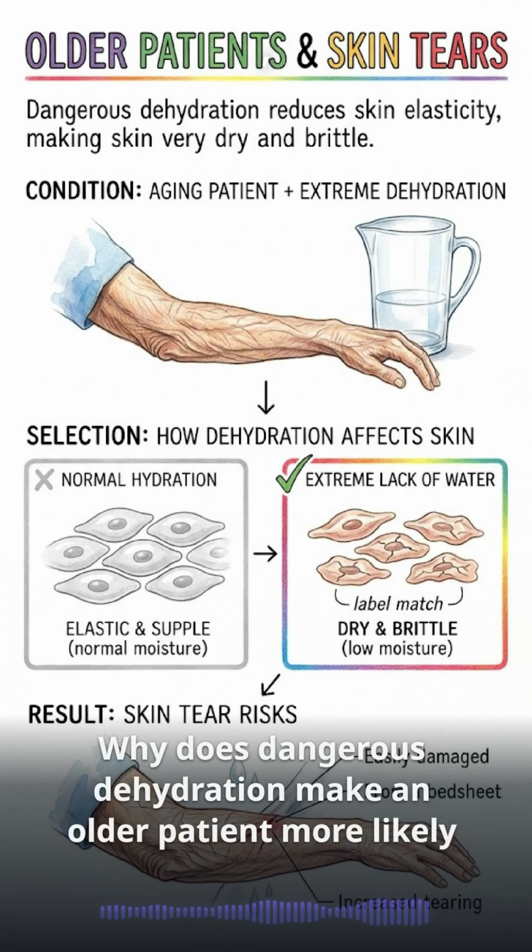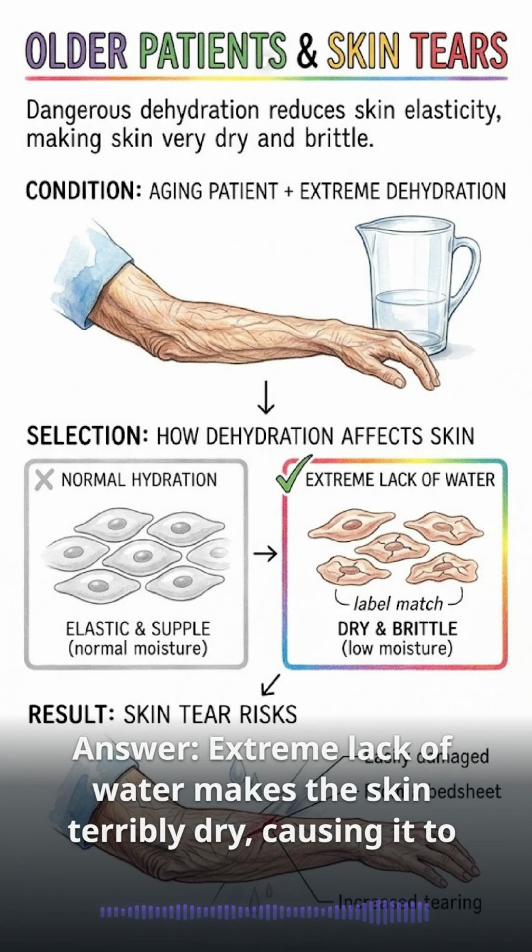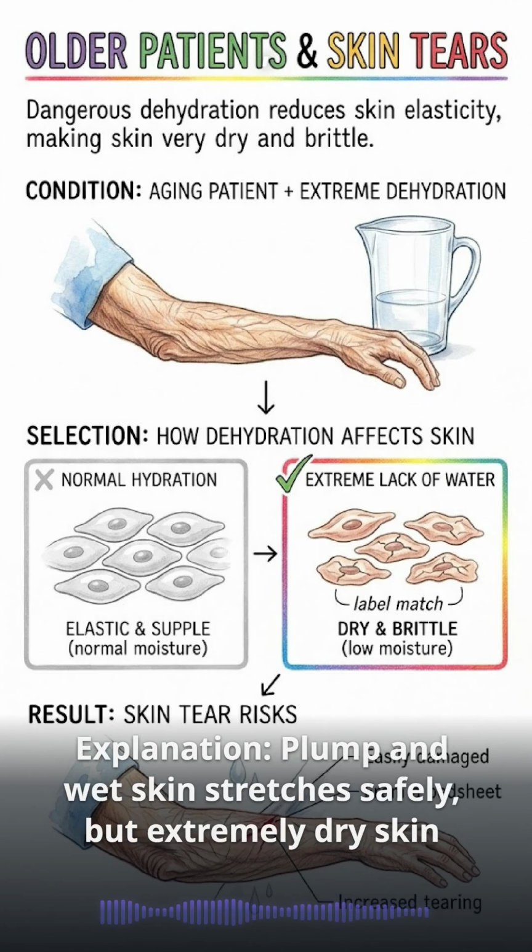70. Why does dangerous dehydration make an older patient more likely to get skin tears? Extreme lack of water makes the skin terribly dry, causing it to tear easily. Plump and wet skin stretches safely, but extremely dry skin just cracks and breaks.